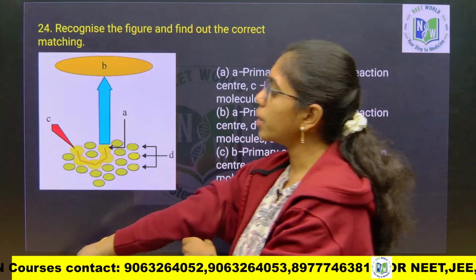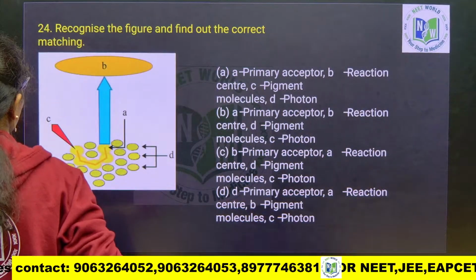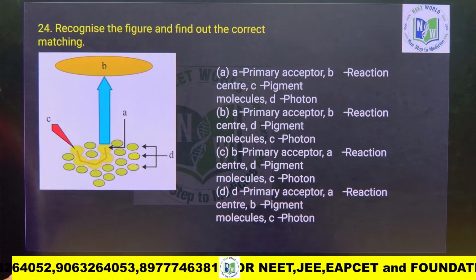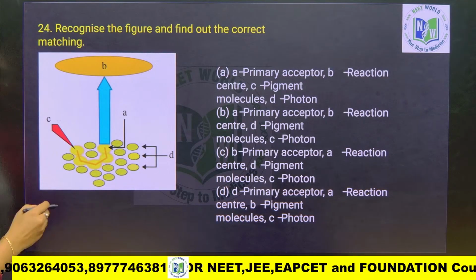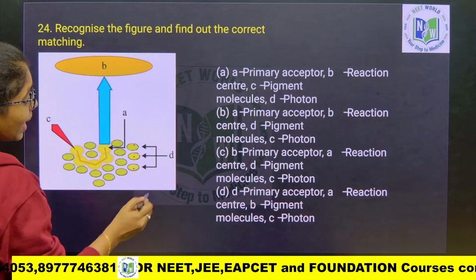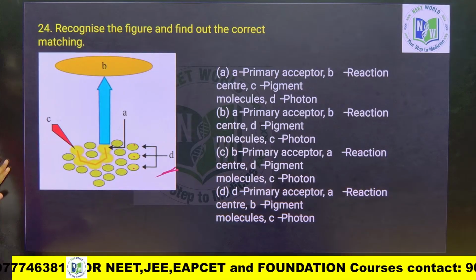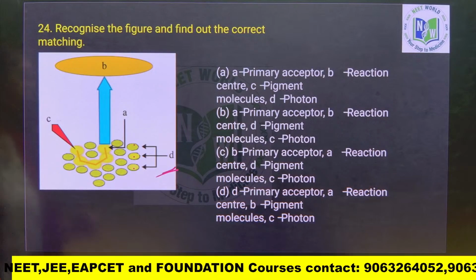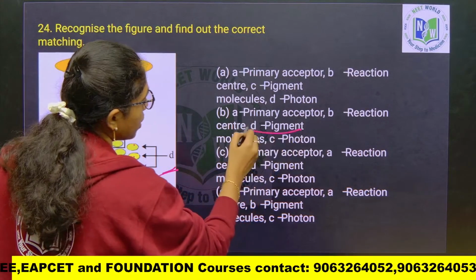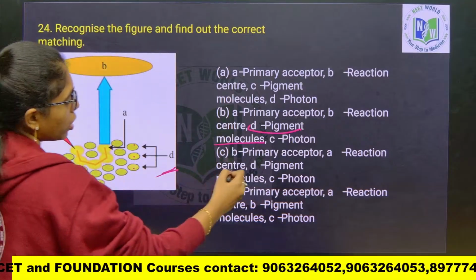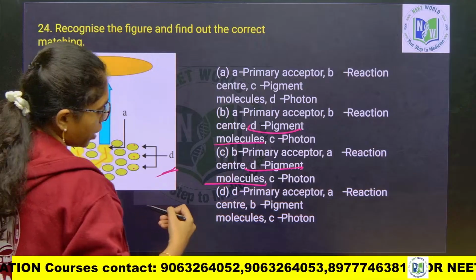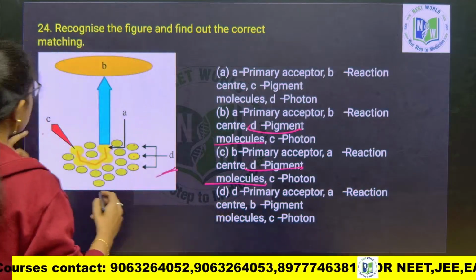Next question, look here. Recognize the figure and find out the correct matching. Same type but with little variation. Here D will be accessory pigments or antenna pigments. D is accessory pigments or antenna pigments. So here you can consider D are pigment molecules, and this also you can consider D are pigment molecules. And C is what?